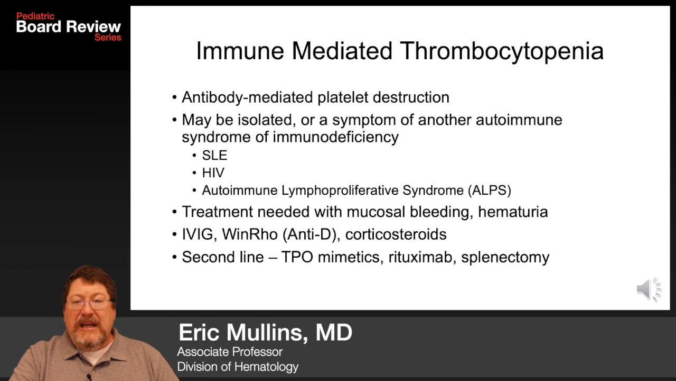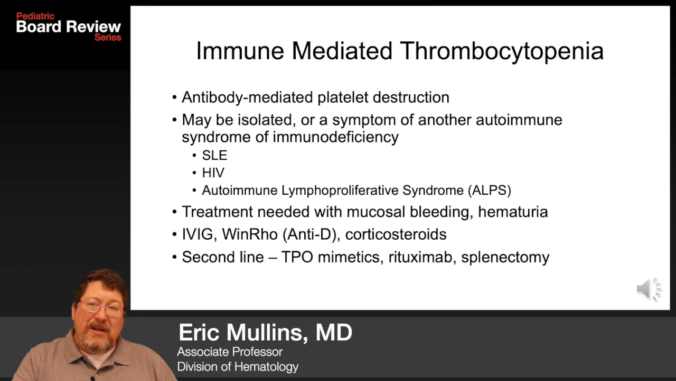So ITP, or immune-mediated thrombocytopenia, is antibody-mediated platelet destruction. This may be isolated or a symptom of another autoimmune syndrome or immunodeficiency. Most commonly, lupus, HIV or AIDS, and ALPS are associated with ITP as well. The treatment is needed when there's mucosal bleeding, hematuria, other signs of bleeding, but you don't necessarily need to treat a number alone. So if a patient looks well, has a platelet count of 2 or 5 or what have you, and they're not bleeding, then you may observe alone. And evidence points to the fact that treatment with anything early on does not change the course of whether this patient's going to resolve in the long term.